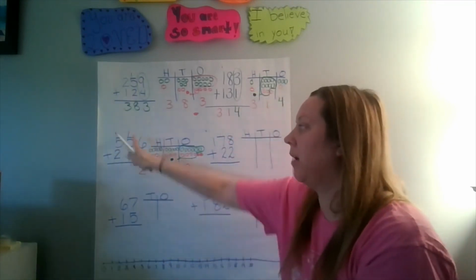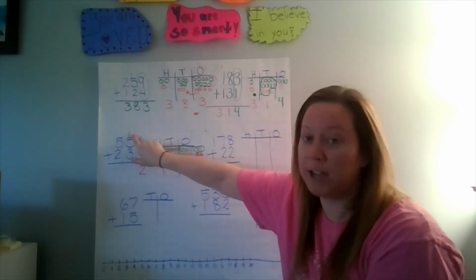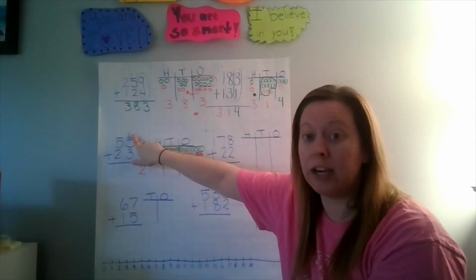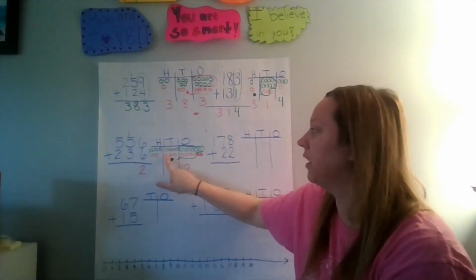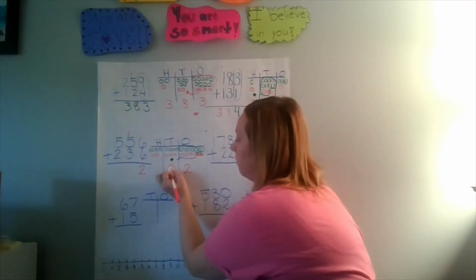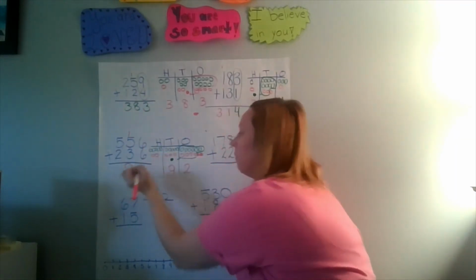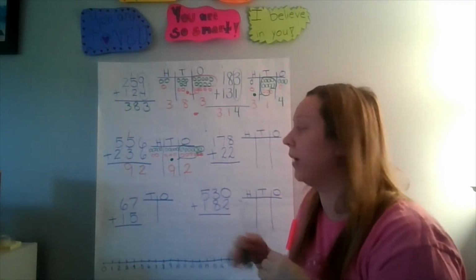Now I can add up in my tens place. So I'm looking at my 5 and my 3. Don't forget your extra 1 that you carried over here at the end. So 5 plus 3, 5, 6, 7, 8, plus 1 more, 9. Okay, remember, 9 is the highest I go. Once I get to 10, I'd have to regroup it.